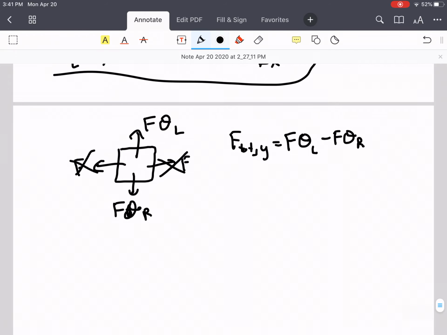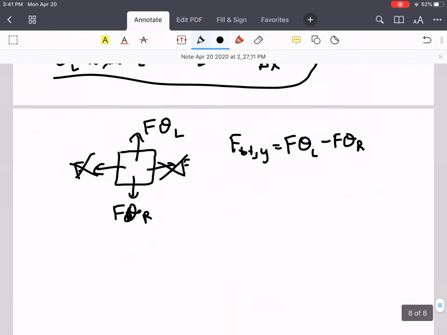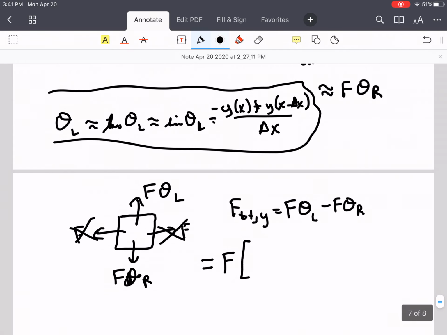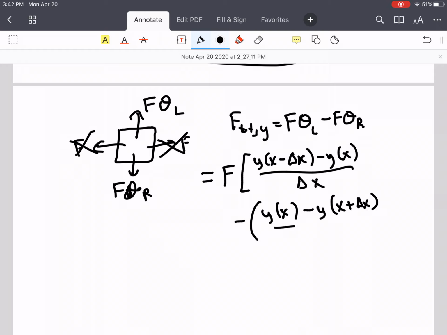And when I plug that in, that's going to be now positive force, F theta L. So that's F theta L minus F theta R. So now let's go ahead and plug in the expressions we have. There's an overall tension which factorizes. Theta left is y of x minus delta x minus y of x over delta x. Theta R is y of x minus y of x plus delta x over delta x.